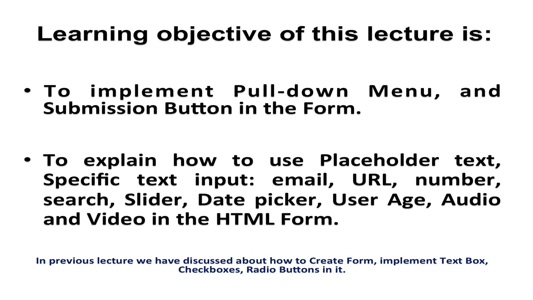The learning objective of this lecture is to implement a pull down menu and submission button in the form, and to explain how to use placeholder tags, specific input tags such as email, URL, number, search, slider, date picker, user age, audio and video in an HTML form. In the previous lecture, we discussed how to create forms and implement text boxes, check boxes, and radio buttons in it.